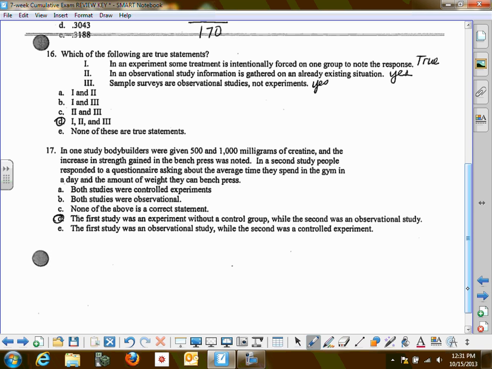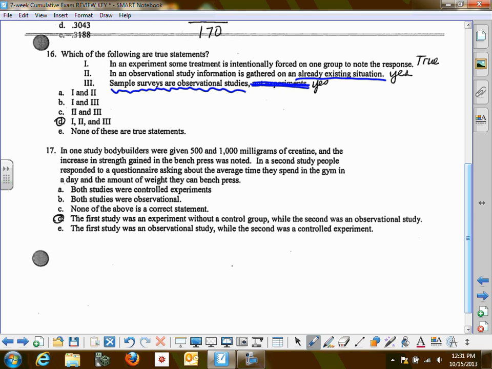Now, honestly, when I did this, I kind of was wondering what's going on with this. I felt pretty good that it wasn't an experiment. I guess I was kind of wondering, do you call a sample survey an observational study? And so here's how I kind of reasoned out the answer. So you guys ready? First, I could tell number 2 was good. Yeah, observational study is an already existing situation.